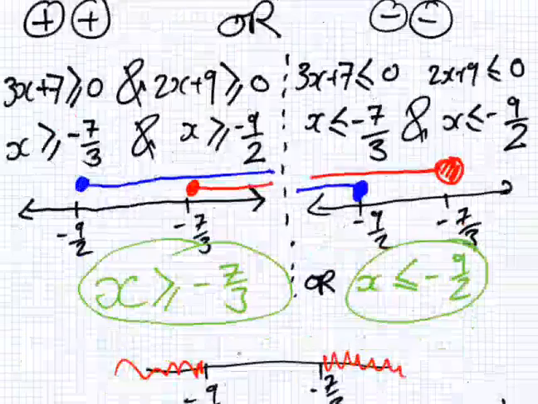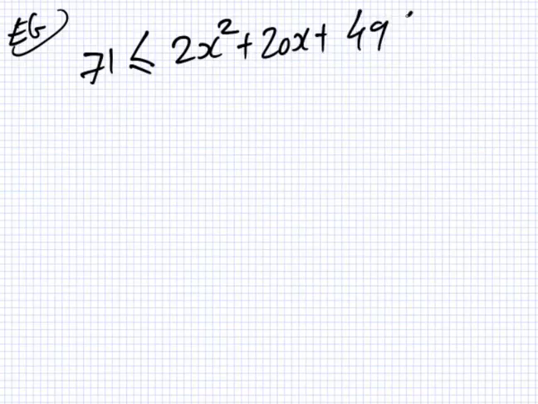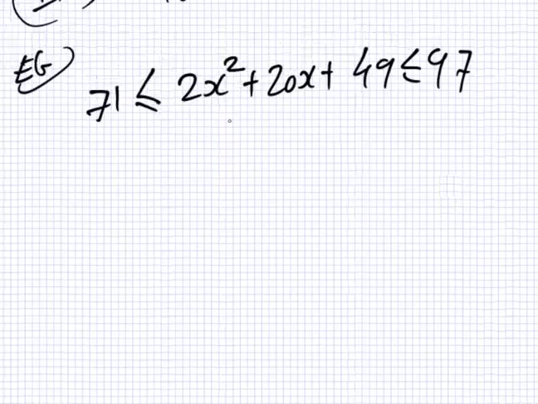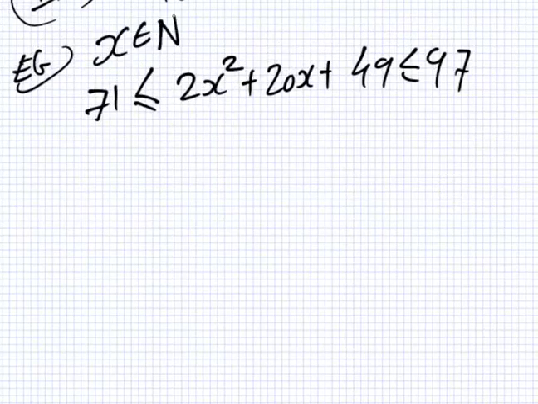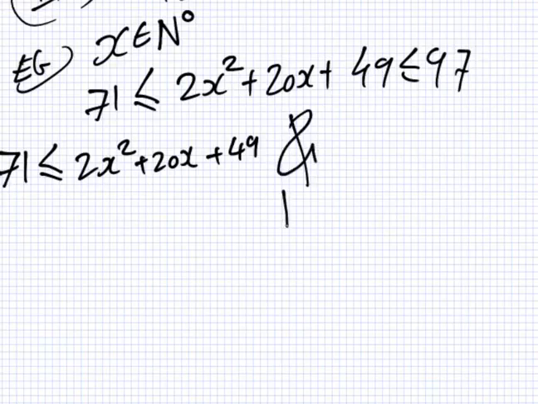So if you picture this on a number line going to infinity, there's minus 9 over 2 and there's minus 7 over 3. This is like 4.5 and this one's like 2.3. If I need x to be bigger than this number, so I need it to be here, and I need x to be bigger than this number, there's only one way I can have both. What's that? Yeah, x must be bigger than minus 7 over 3. That's the only way it can be bigger than minus 7 over 3 and bigger than minus 9 over 2 at the same time. So the answer here is this.